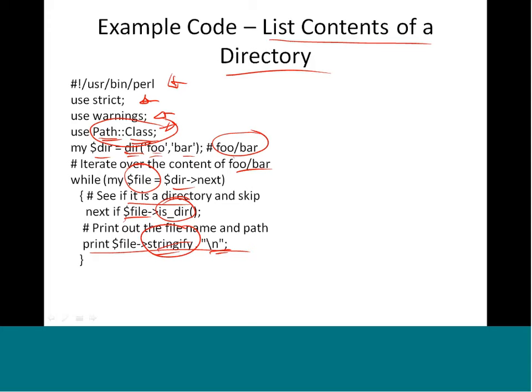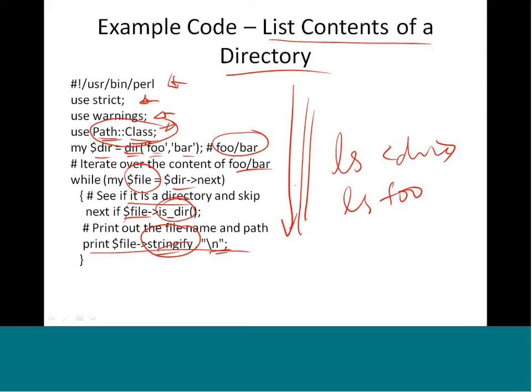So this is a very simple program, as you can see. You can think of this as the ls command. So ls and directory name, or ls foo, you get this particular Perl command. You can see that 1, 2, 3, 4, 5, 6, 7, 8, 9. Within less than 10 lines, you can actually make this command work. So this is how powerful the programs can get.